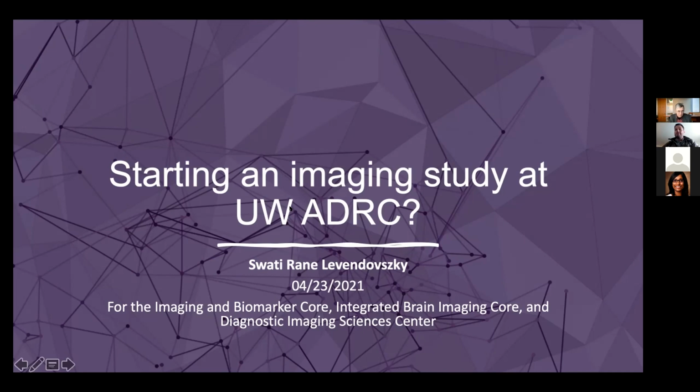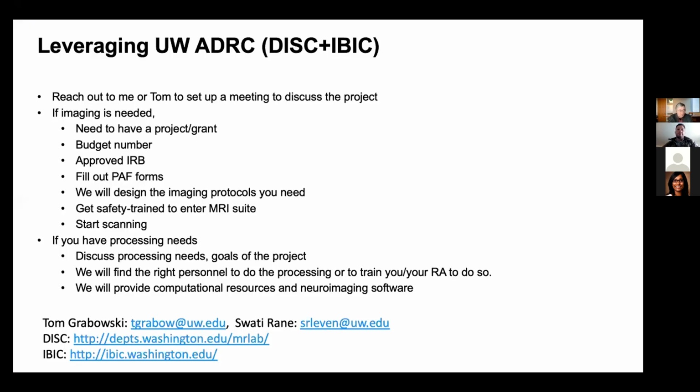So very briefly, adding on to what Tom showed, if you want to start an imaging study at the UW ADRC, you can reach out to me or Tom to discuss the project. If imaging is needed, then we usually have a project associated with the ADRC or a grant, budget numbers, IRBs; these are the logistical details we need. We will make you fill out forms, and then we'll design the imaging protocols you need. For example, we've had a study come to us and say, we want to see the effect of diesel fumes in participants, so we're going to replicate pollution. Can you image that? What techniques would be useful? And so we sit down and ask, what mechanism do you want to test? And then we'll come up with the MRI methods for that. So that's what we do. Then we'll train you for safety so that you can enter the MRI suite. Once all these things are in place, you can start scanning.